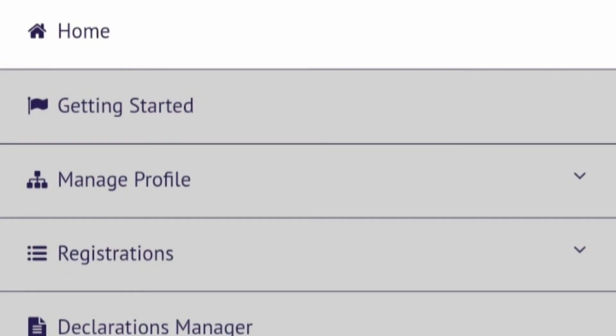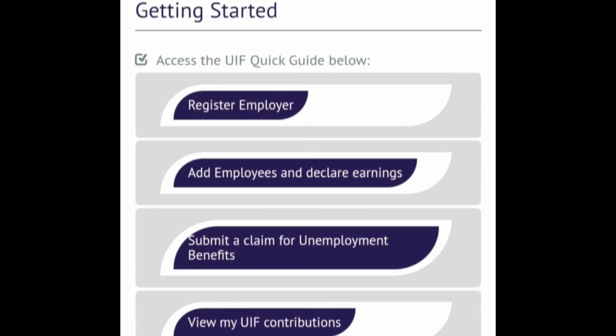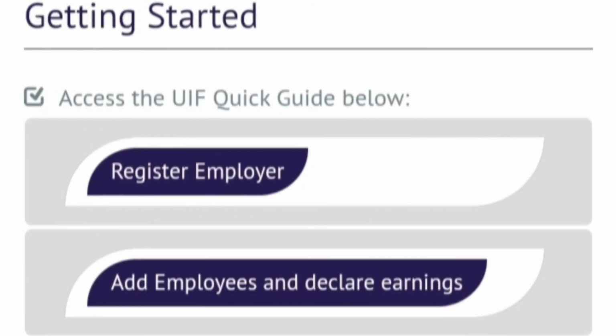Home, when you click on it, is going to take you back to the first page that you were on. Getting started gets you quick access to certain guides on the filing page. So that's register your employer. You as an employee can register your employer, add employees and declarations, and declare earnings. That is done by the employer, meaning your boss will use this function.